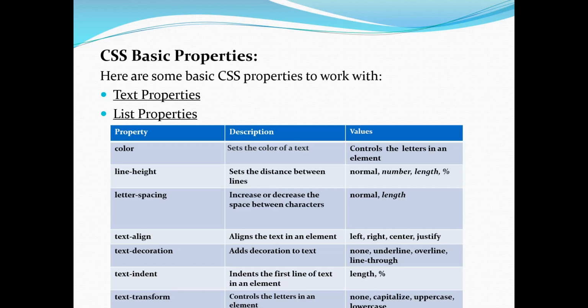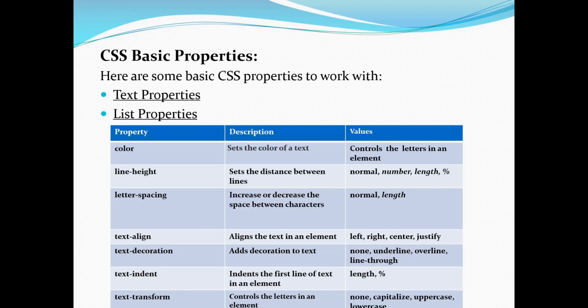Then we have the text align property. The text align property is used to align your text in different directions. So if you want it on the right, you will take alignment as right. If you want it in the center, you will take it as center. That depends on what your requirement is.